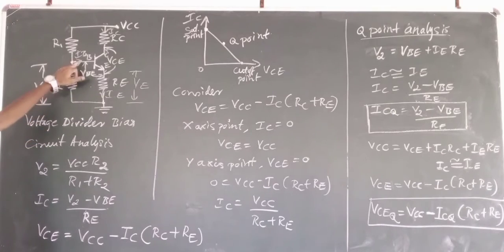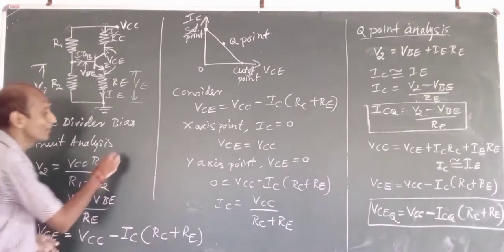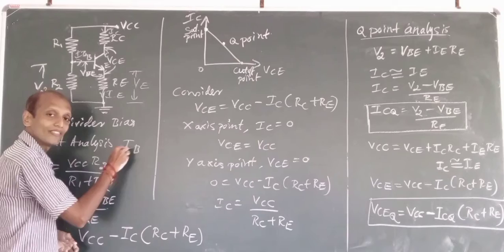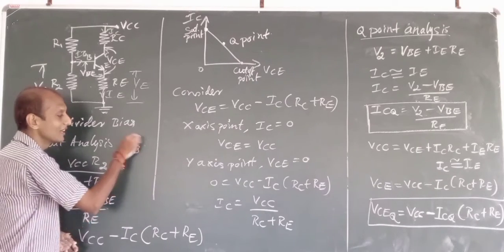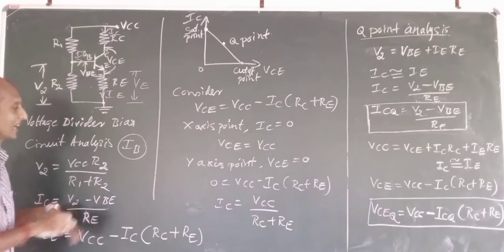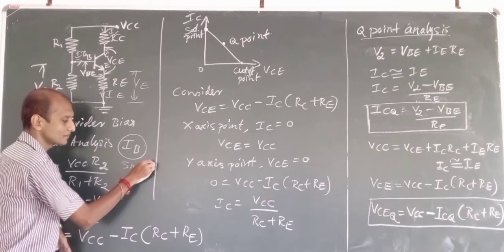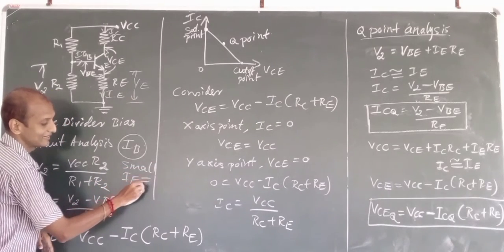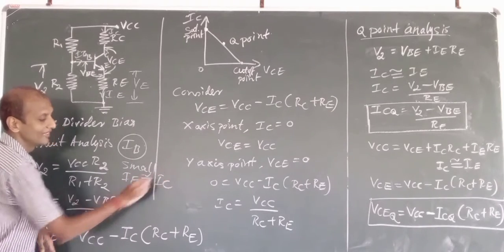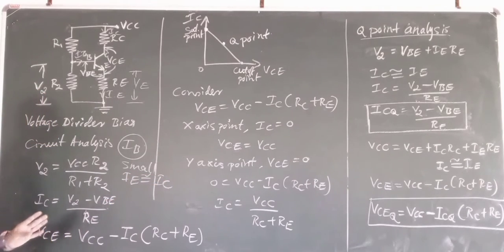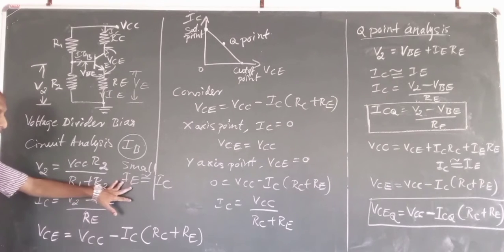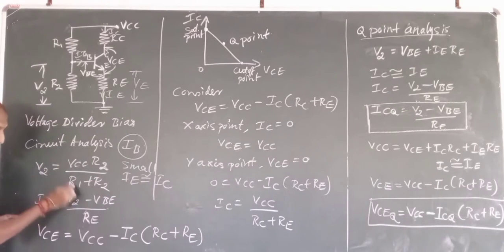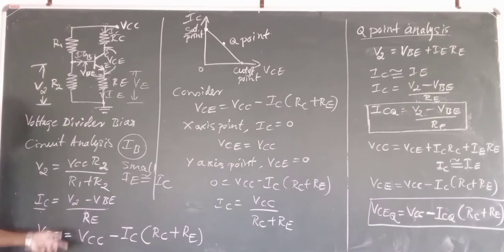Why? Because IB will be very small. So I can make IE approximately equal to IC. So this is how, if I go for the substitution, I can rearrange the things and make out the value for your IC as V2 minus VB divided by RE.